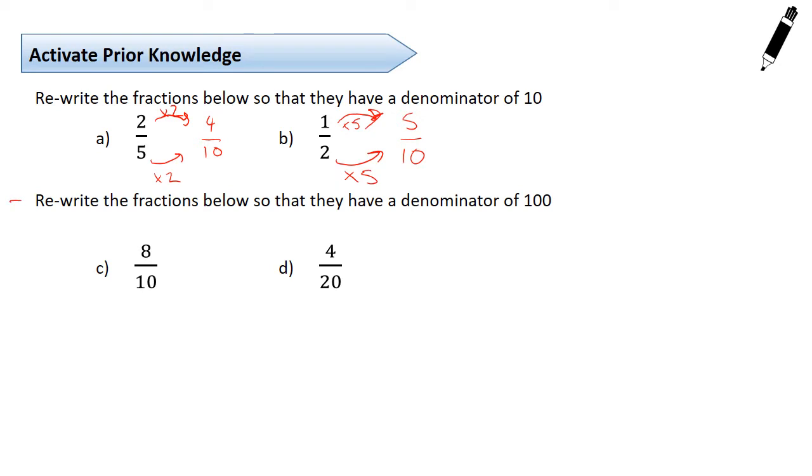Next question. Rewrite the fractions below so that they have a denominator of 100. So to turn 10 into 100, we times it by 10. Do the same thing to the top. Get 80 over 100. How do we turn 20 into 100? Times it by 5. Same thing to the top. And we get 20 over 100.